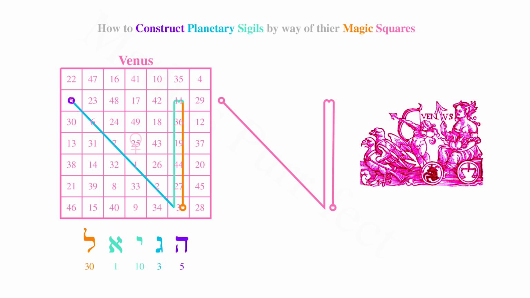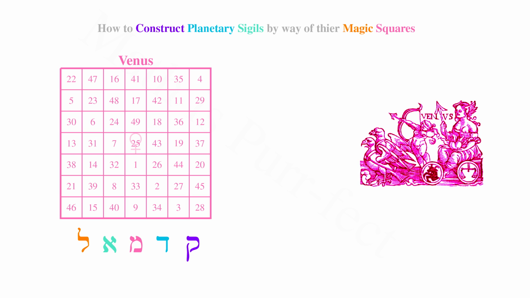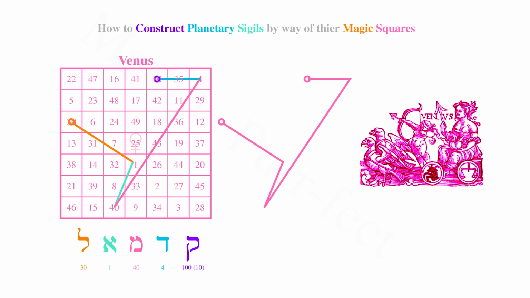Continuing to the spirit of Venus, Kedmal, we begin with the letter Kaf with a value of 100 reduced to 10, seen here in purple, then Dalet with a value of 4, seen here in blue, followed by Mem with a value of 40, seen here in pink, then Aleph with a value of 1, and Lamed with an unreduced value of 30, seen here in orange. This is the sigil for Kedmal.